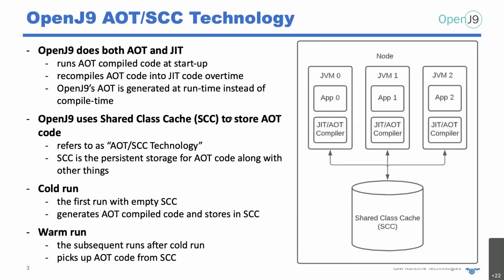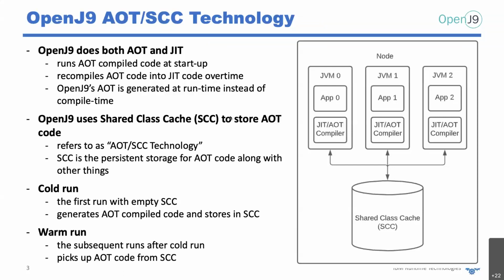Okay, so how does OpenJ9 use this cache? When the OpenJ9 JVM runs for the first time, it is going to generate AOT compiled code and store it into the shared class cache. Then subsequent runs can pick up the AOT code from the shared class cache and benefit from it. We call this first run with an empty cache the cold run, and the subsequent runs the warm run.